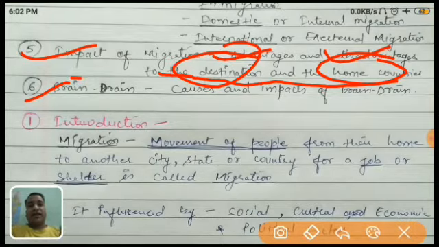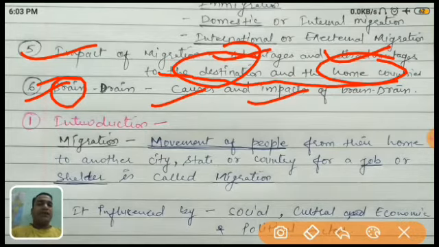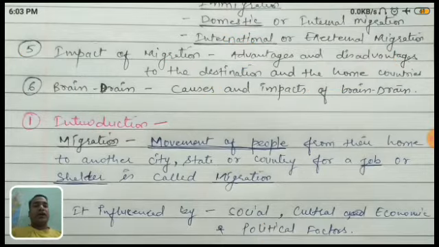By the word brain you can understand what brain drain is, and we'll discuss it in detail. Its causes and impacts, meaning the reasons why people are moving, is called brain drain. We will study it in detail in the next videos. So today I am going to explain the first part, the introduction.